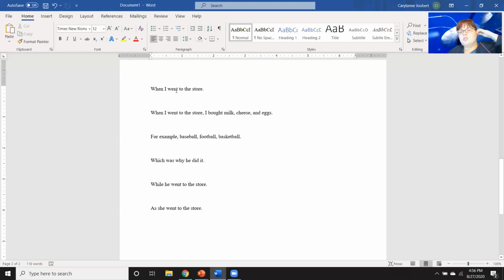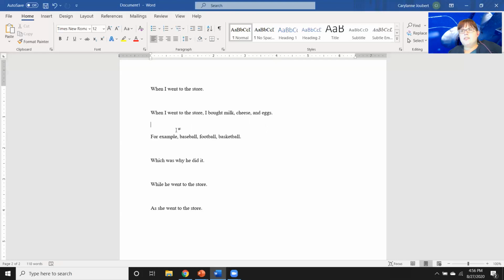So when I went to the store would be considered a fragment. If we put it with the independent clause, I bought milk, cheese, and eggs, then it's now a complete sentence with one dependent clause and one independent clause. Other cases that we get are when we try to add on to things.